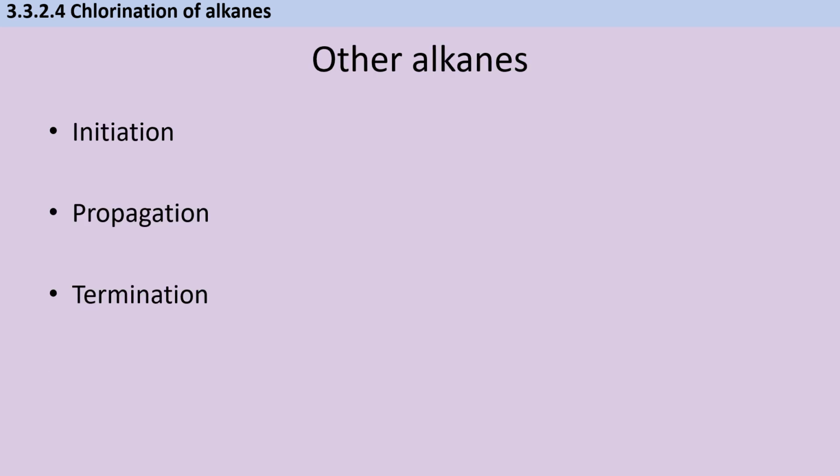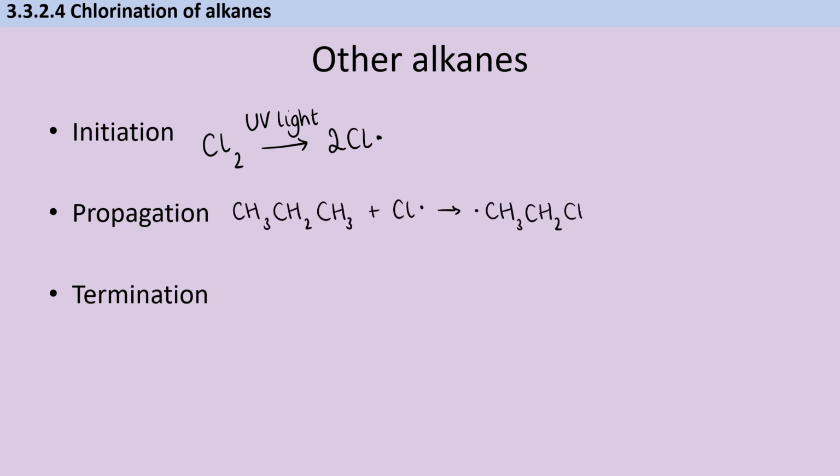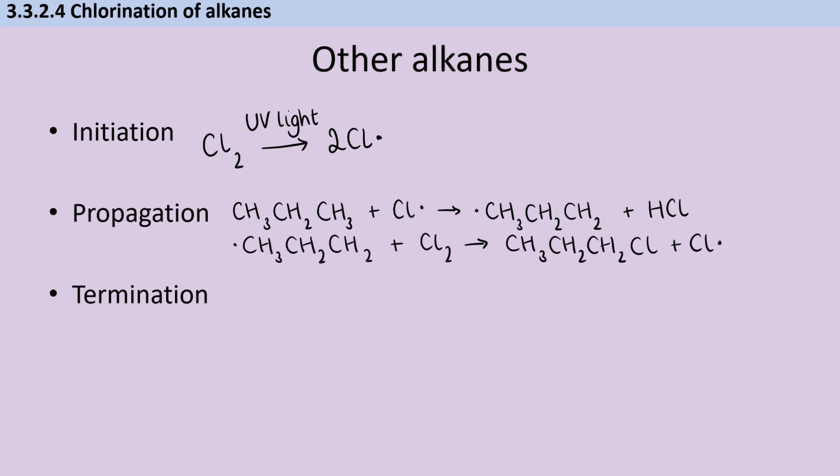Now, it's not just methane that can be chlorinated. Any alkane could undergo that same process. So say if we were to take a different alkane, we would still start off with the same initiation step because we would still need our chlorine free radicals produced with UV light. Then the propagation could involve that chlorine free radical attacking a different alkane. So here we've got propane and we're making a propyl free radical and still hydrogen chloride. That propyl free radical would then go on to react with chlorine and attack it, and so we would have chloropropane and a chlorine free radical.